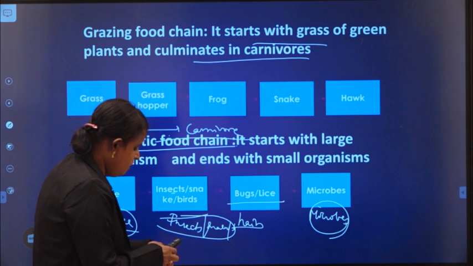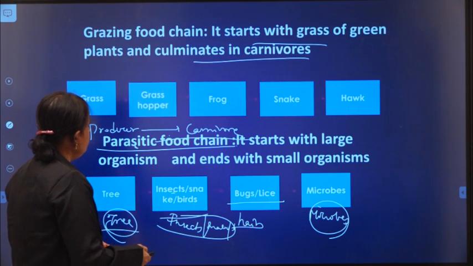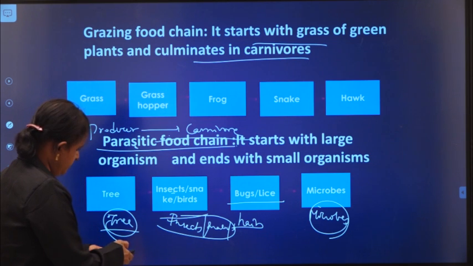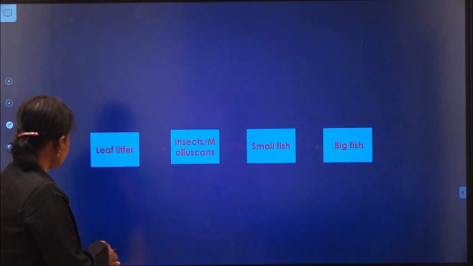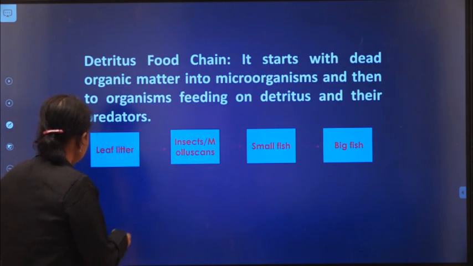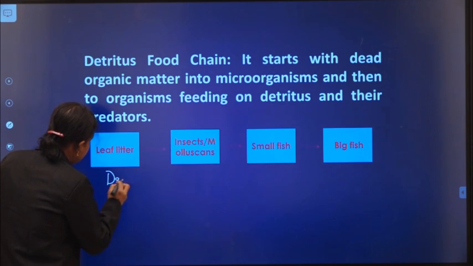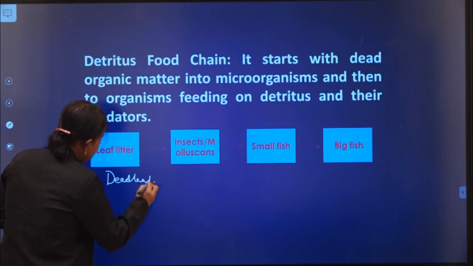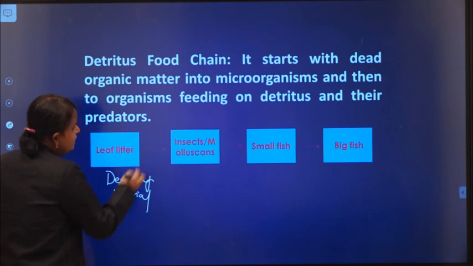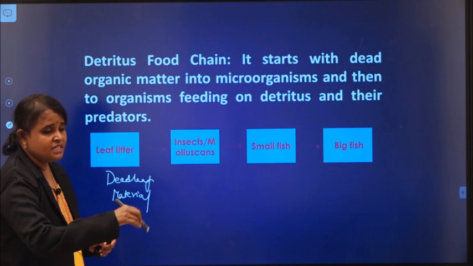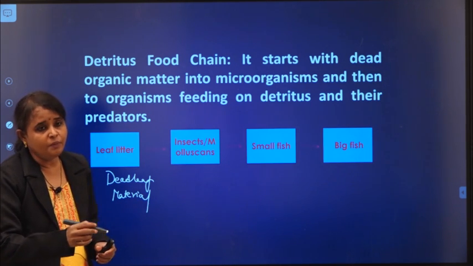Clear? So now, what I told you about detritus food chain. See, this is a detritus food chain. See the leaf material. Leaf litter means dead leaf material. Here you can see the food chain started with the dead material. I am giving an example in the water, you can give one even on land, but the example should be correct.